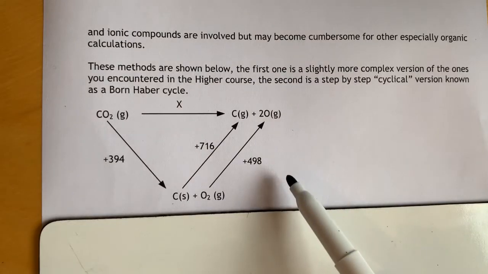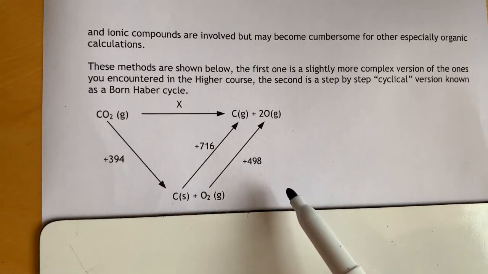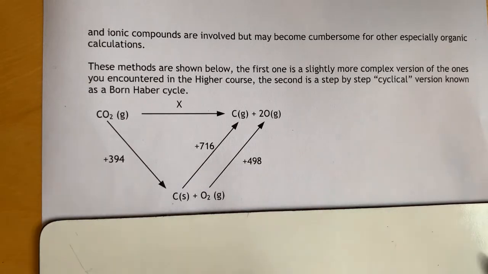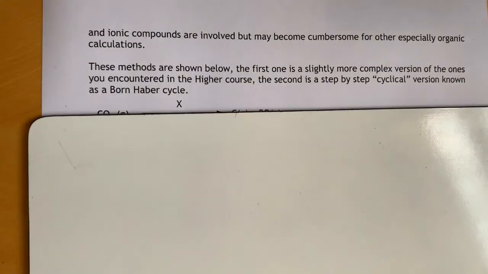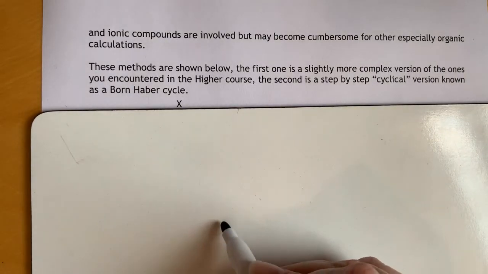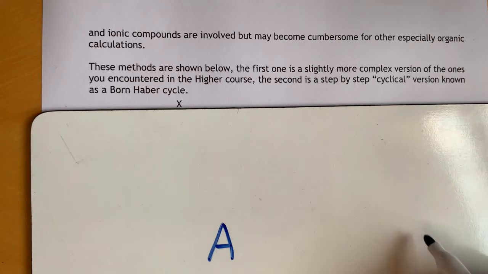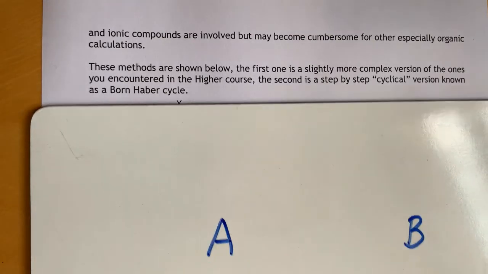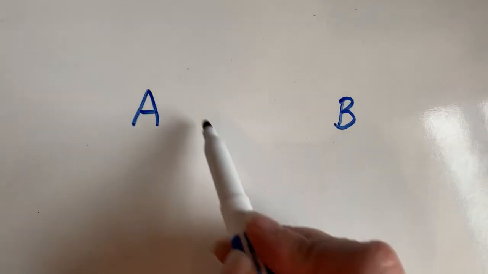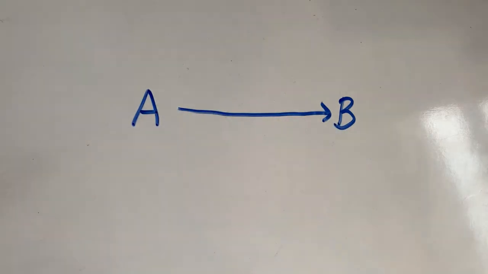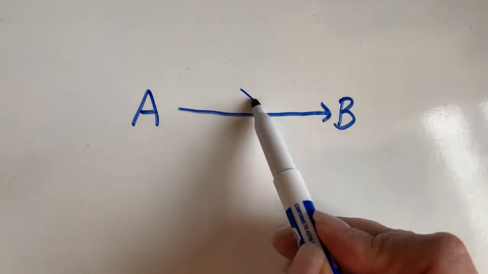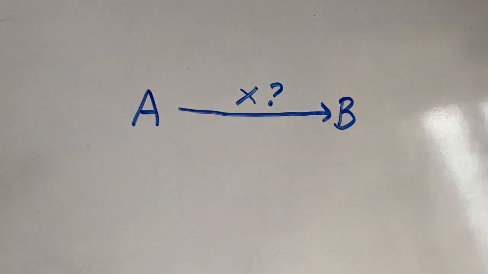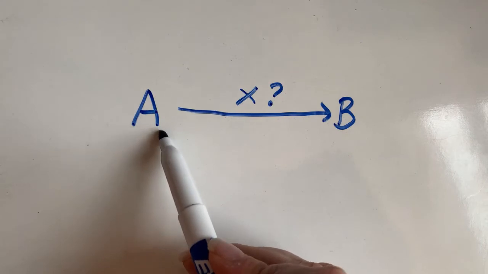Before looking at this diagram, I'd like to go over a more simple version that you may or may not have encountered in the higher course. It was certainly in the past paper that I sent out. So if we have a look at a typical diagrammatical Hess's law, where we could have reaction A to B, and we want to know how much energy it takes to do this, or what's the delta H for this.